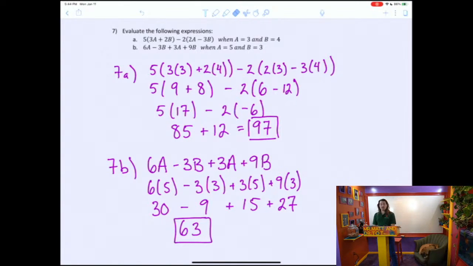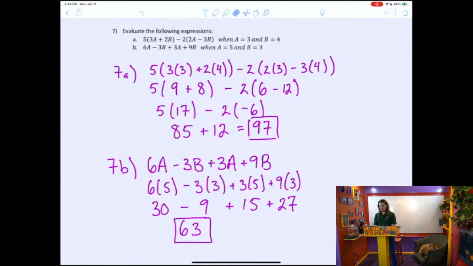On the right-hand side, again, working within the parentheses, 2 times 3 is 6, and negative 3 times 4 is negative 12. 9 plus 8 is going to be 17. 6 minus 12 is going to be a negative 6, so it's going to end up being 5 times 17 minus 2 times negative 6. 5 times 17 is 85. Negative 2 times negative 6 is going to be a positive 12. 85 plus 12 is 97.